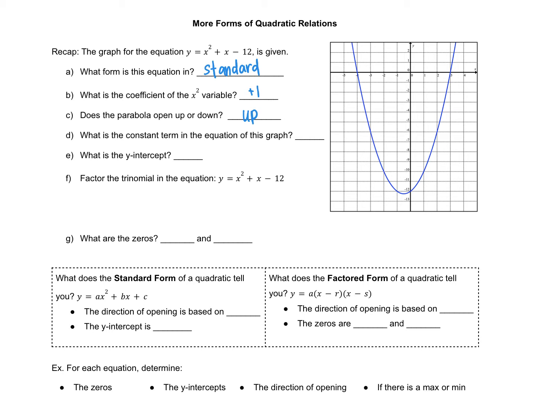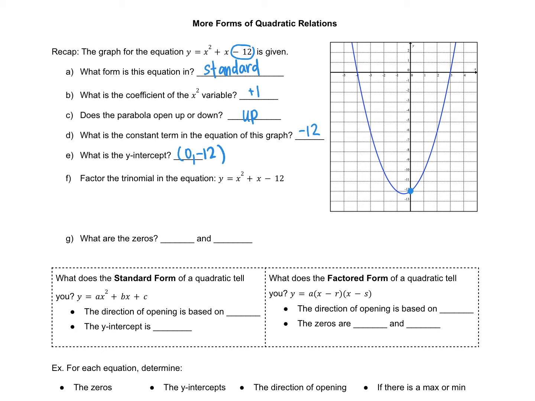What is the constant term in the equation of this graph? Well, the constant is negative 12. What is the y-intercept? Well, visually, if we look at the y-axis, we see that the parabola passes through at negative 12. So they match. As a reminder, the constant in standard form is the same as the y-intercept.